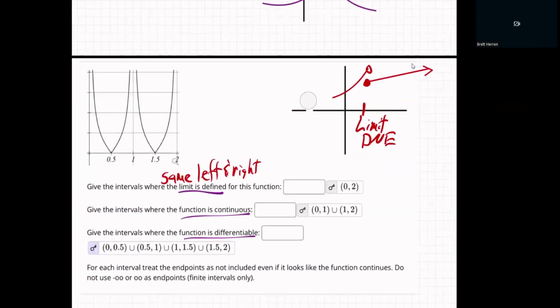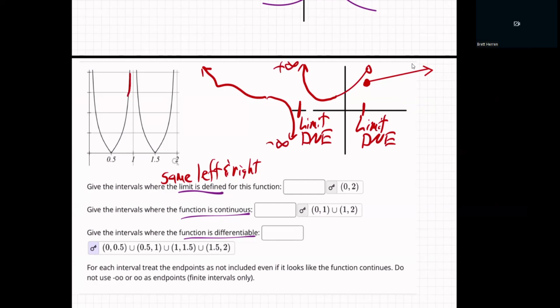Another way it can go bad. Let me add to this. What if it goes up, up, up? Well, let's try this. If it goes up, up, up like that, and then down, down, down like that, and then whatever, off it goes. Then right at this point, again, the limit does not exist. It's not defined. Because why? Because it's going up to positive infinity on one side and down to negative infinity on the other.